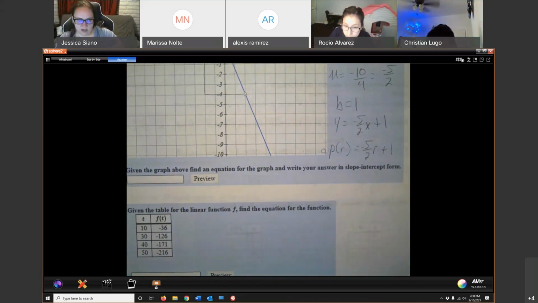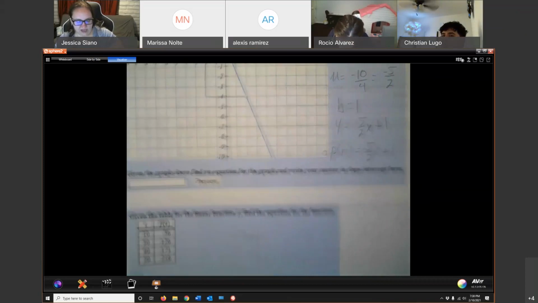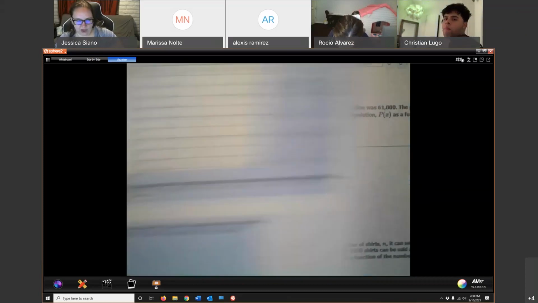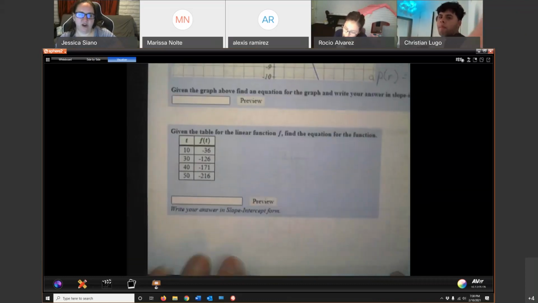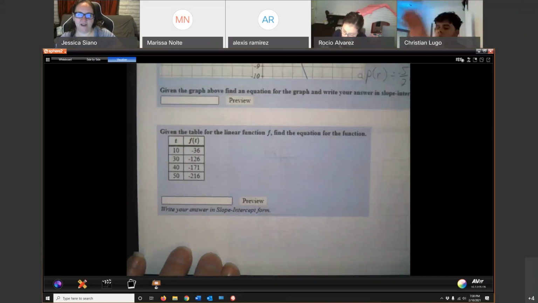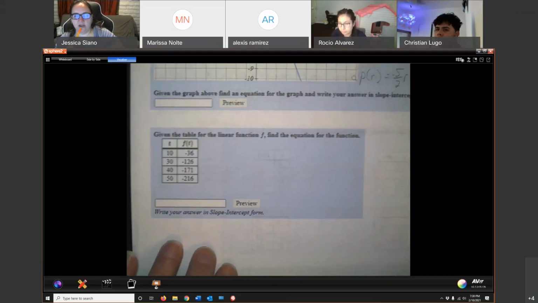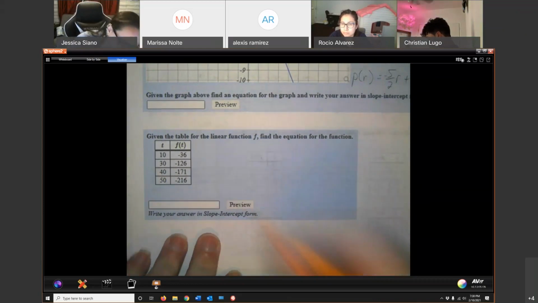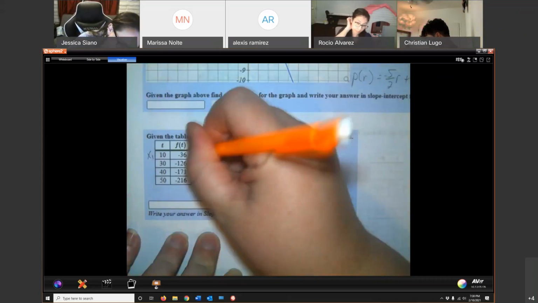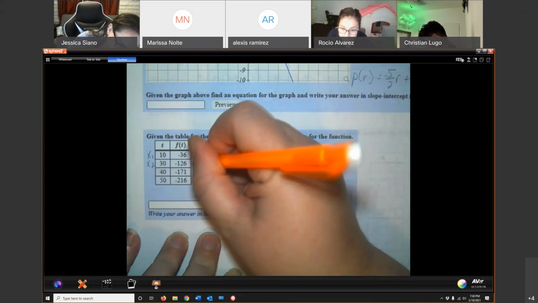Okay. So if you are given a table or a set of points and asked to find the equation of the line, you're going to start by finding the slope, just like we did before. You can pick any points for x1, y1, x2, y2. I'm just going to use the first 2 points because the numbers are the smallest. So this will be x1, this will be y1, this will be x2, this will be y2.